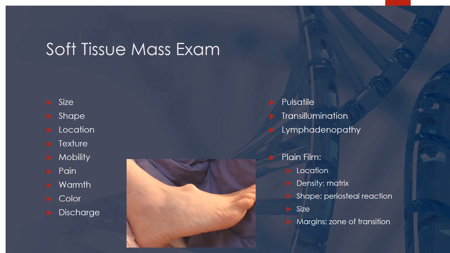On exam, what can we look for? Well, we look and see if something is large or small. What is the shape of it? Is it well circumscribed? Where is it located? This can tell us quite a bit, if it's on the dorsum of the foot or the plantar aspect of the foot. Certain lesions have telltale locations that they are often at.